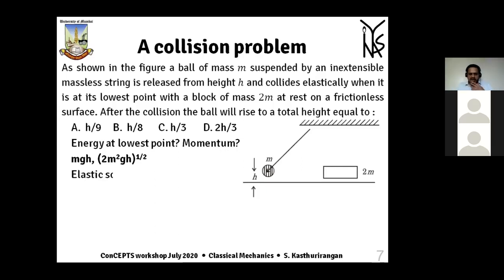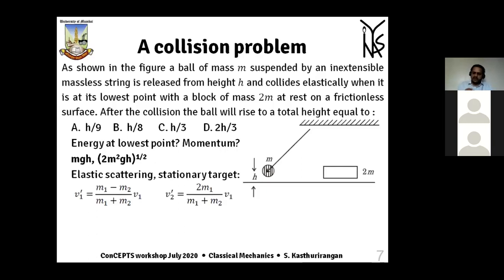So here, if you know the elastic scattering formulas for a stationary target, with v1 being the velocity of the first particle and v2 being the velocity of the stationary particle, then after collision, v1 prime is given by this formula and v2 prime is given by this formula.